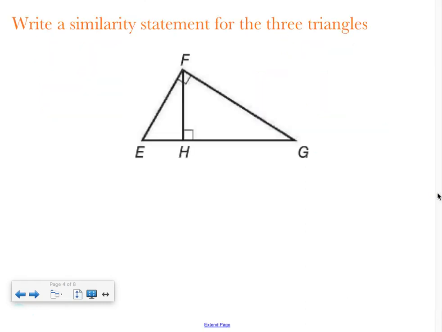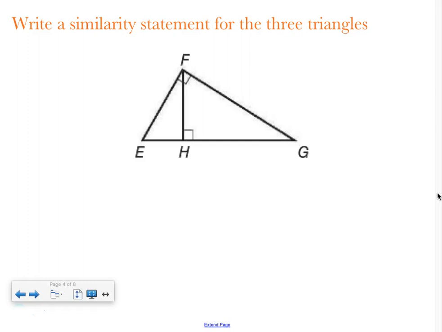Okay, this is kind of where we bring in last chapter. So do you guys see we have a big right triangle there, right? EFG is a big right triangle. If I draw in an altitude from my angle that is the right angle to the hypotenuse, do you guys see how FH is an altitude? It forms 3 similar right triangles. I have the big one, right? And then I have this left one and this right one.